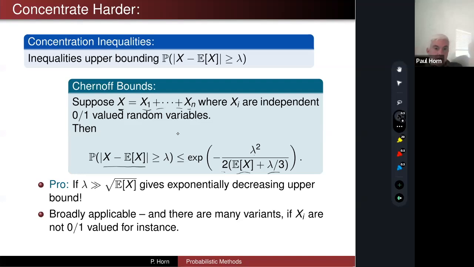And it's broadly applicable. Often I can think about various parameters that I'm interested in studying as sums of independent random variables. And if they're not 0 or 1, there are other variants. There's a lot you can do with this broad idea. This is just a form that is relatively succinct to state and relatively useful to actually use in practice.